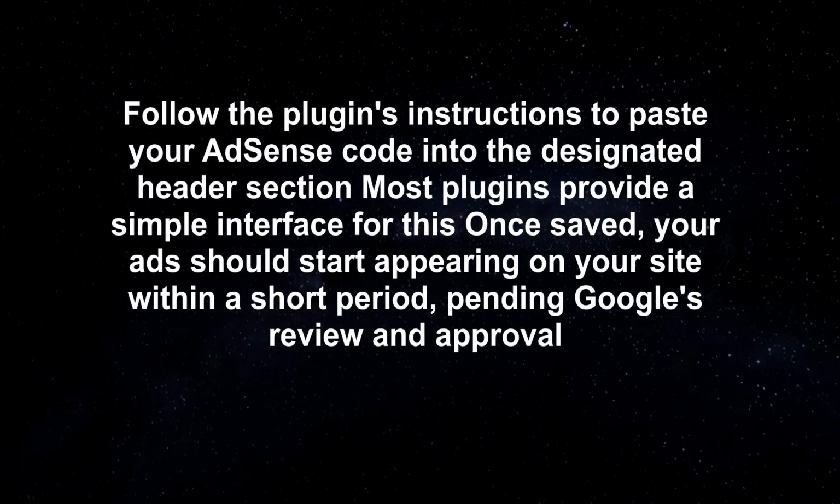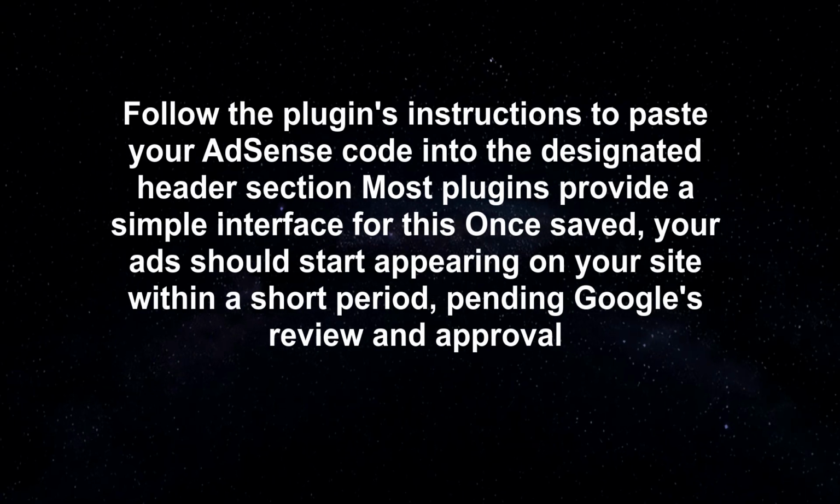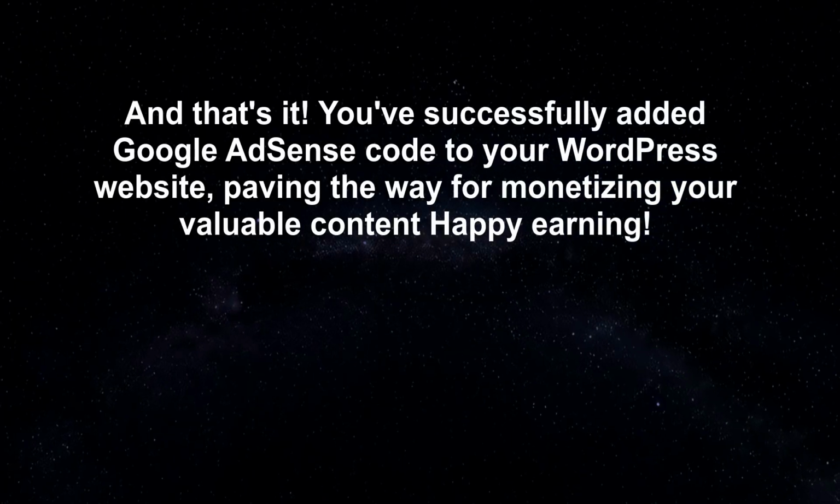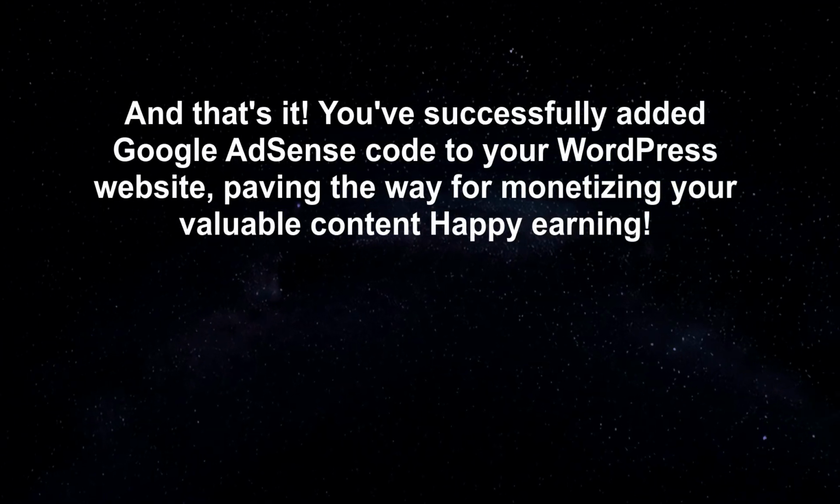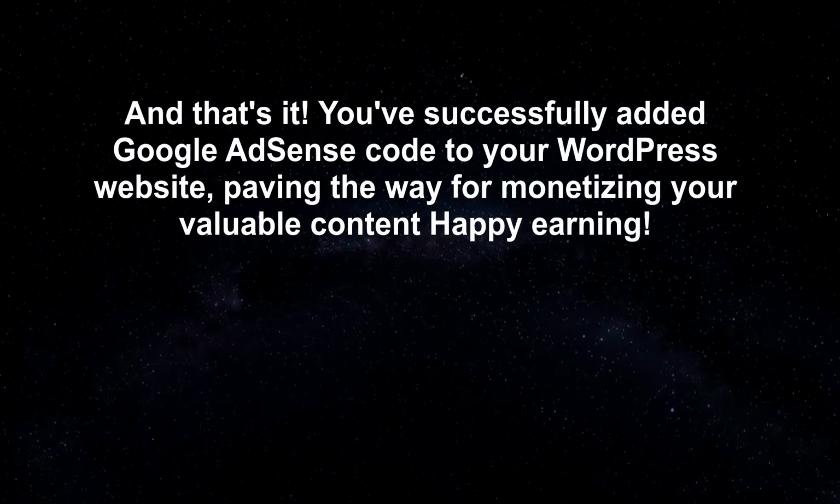Once saved, your ad should start appearing on your site within a short period, pending Google's review and approval. And that's it. You've successfully added Google AdSense code to your WordPress website, paving the way for monetizing your valuable content. Happy earning!